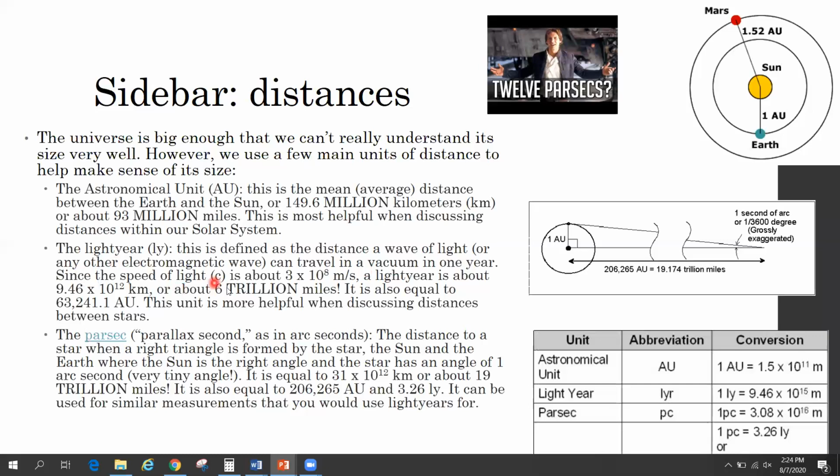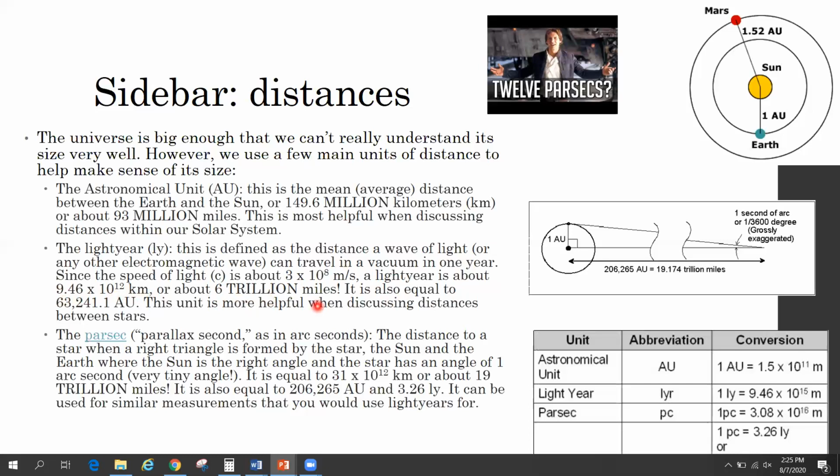Since the speed of light, which we represent with the lowercase c, is about 3 times 10 to the 8th meters per second, and I want you to think about that for a second, 3 times 10 to the 8th, that's scientific notation. That means 3 with 8 zeros after it. So one light wave can go 3 with 8 zeros after it meters in 1 second. That's its velocity. Because that's the speed of light, a light year is equal to about 9.46 times 10 to the 12th kilometers, or in miles, about 6 trillion miles.